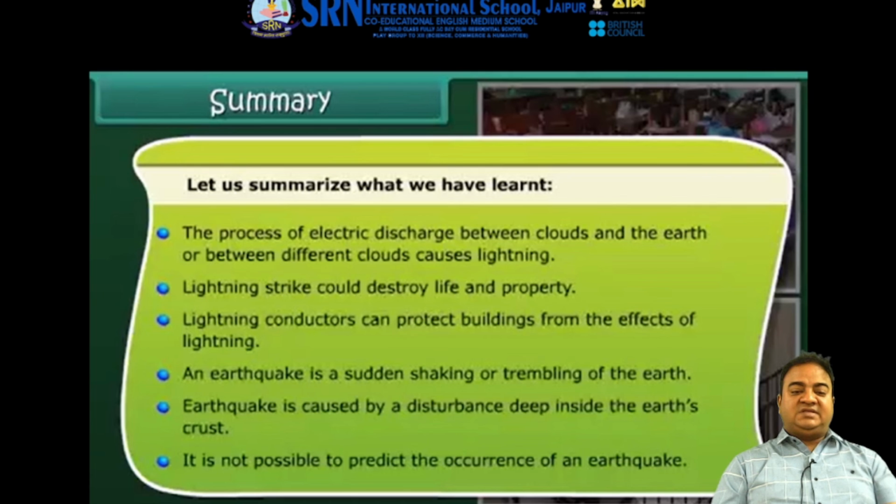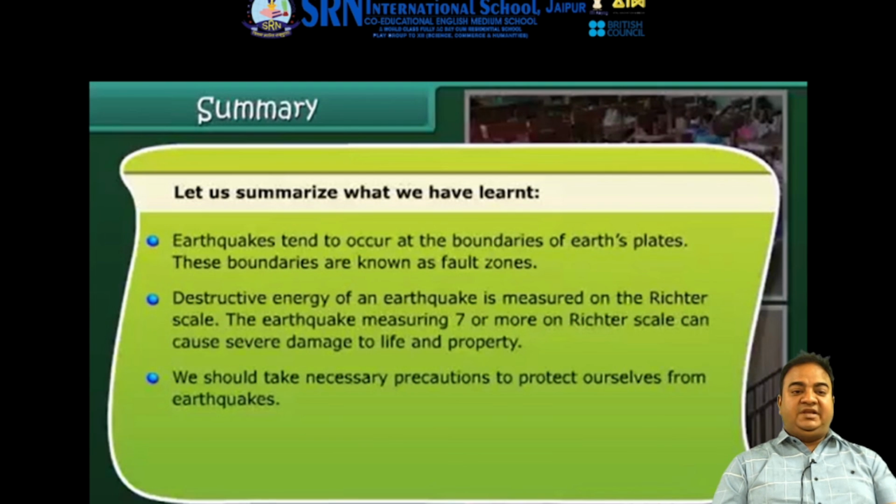An earthquake is a sudden shaking or trembling of the earth. It is caused by disturbances deep inside the earth's crust. It is not possible to predict the occurrence of an earthquake. Our instrument, the seismograph, tells us about the intensity of an earthquake, and it can be measured on a scale called the Richter scale. Earthquakes tend to occur at the boundaries of Earth's plates. These boundaries are also known as fault zones. We have a lot of fault zones near the Himalayas and in the area of Japan.